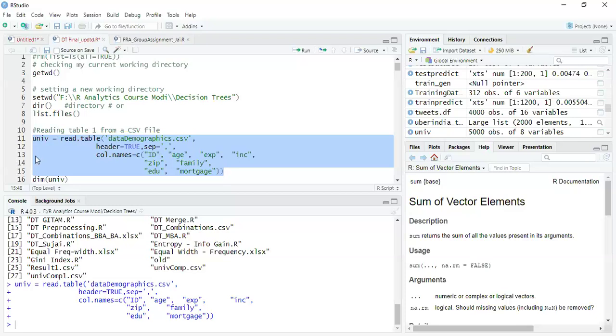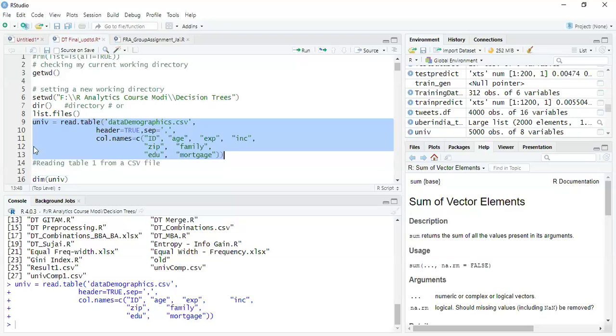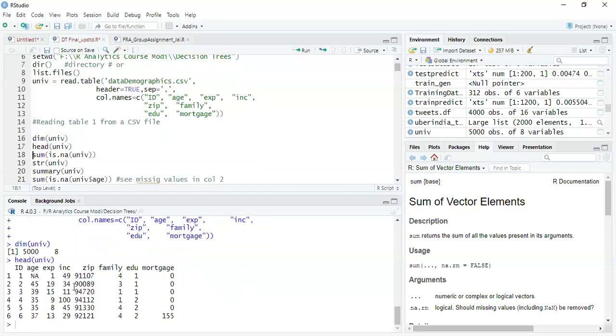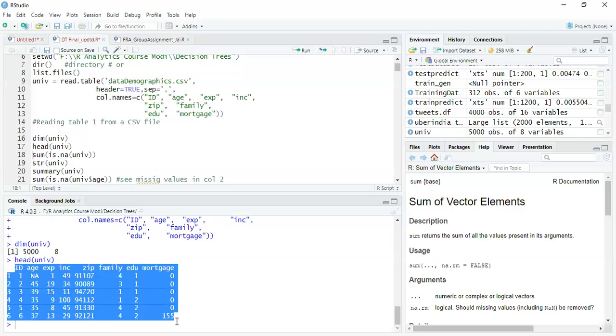The data is copied correctly. Then we will look into the number of dimensions. Dimensions, as you know, gives the number of rows and columns. So we have 5000 records, rows, and 8 columns. Let us look at the head. Okay, students, this is how my first file looks.